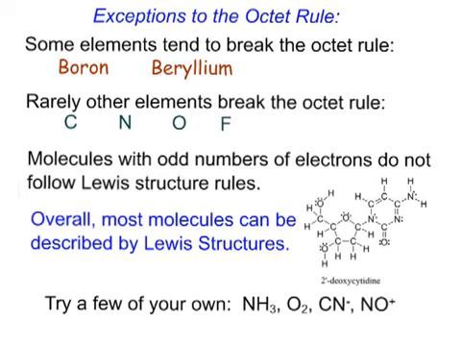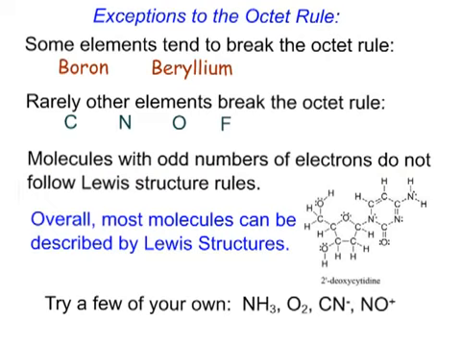There are a couple of exceptions to the octet rule. I'll briefly mention them because you will probably not be encountering them in the immediate future, but boron and beryllium tend to break the octet rule. They oftentimes fall short of reaching their octet, and yet they still are stable. Rarely, carbon, nitrogen, oxygen, and fluorine will break the octet rule as well. Not very often, and molecules with odd numbers of electrons generally do not follow Lewis structure rules.